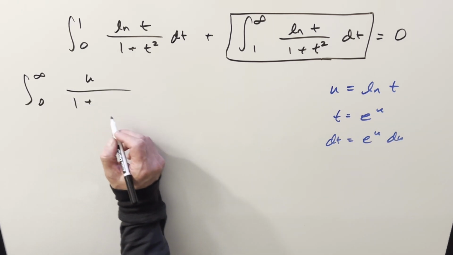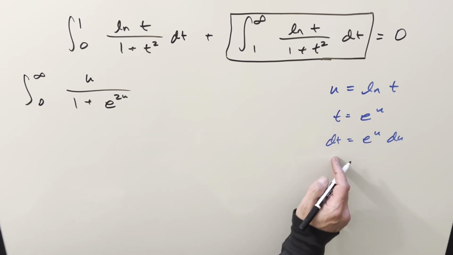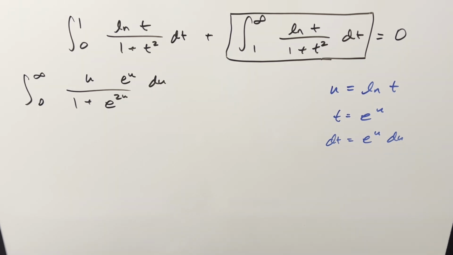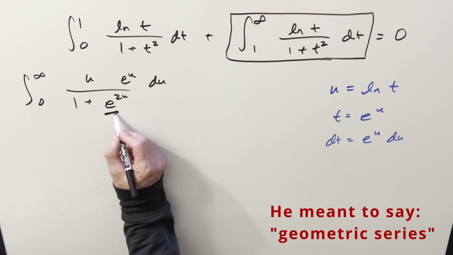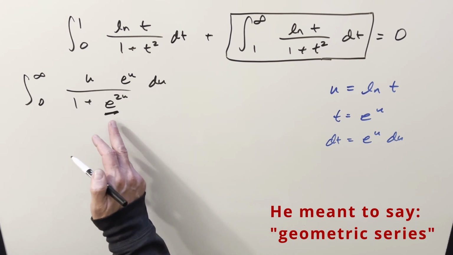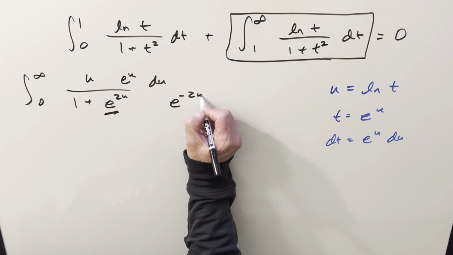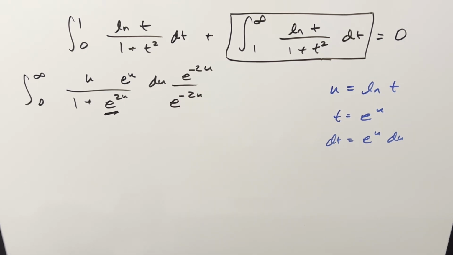Then we're going to have 1 plus t squared, so this thing squared is just going to be e to the 2u. And then dt is going to be e to the u du. What I'm going to want to try to do is use power series on it. And you'll notice if I try to do it right now, this isn't going to converge because this is going to be going off to infinity. But to fix that, I can multiply by 1, just multiplying by e to the minus 2u, top and bottom.